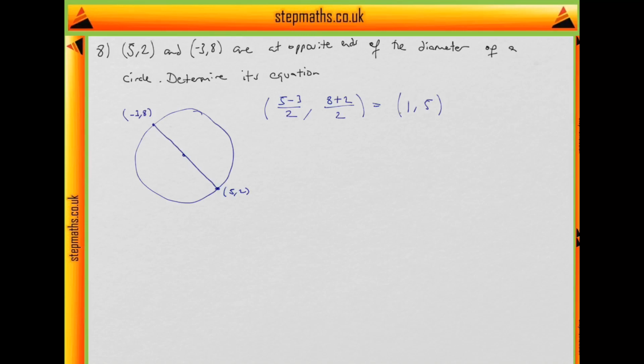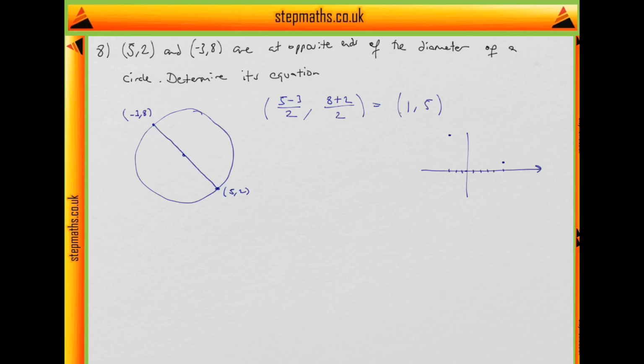If it's not clear where that came from, let me quickly sketch that over here. So we have at some point minus 3, 8 here, and we have 5, 2 somewhere here. Well, clearly we're going to go across by 1, 2, so that's minus 3, that's minus 2, that's minus 1, 0, 1, 2, 3, 4, 5. So we're going across halfway, we have to go across to 1, and then similarly in the y direction. So that gives us our midpoint. Okay, so that's our centre.